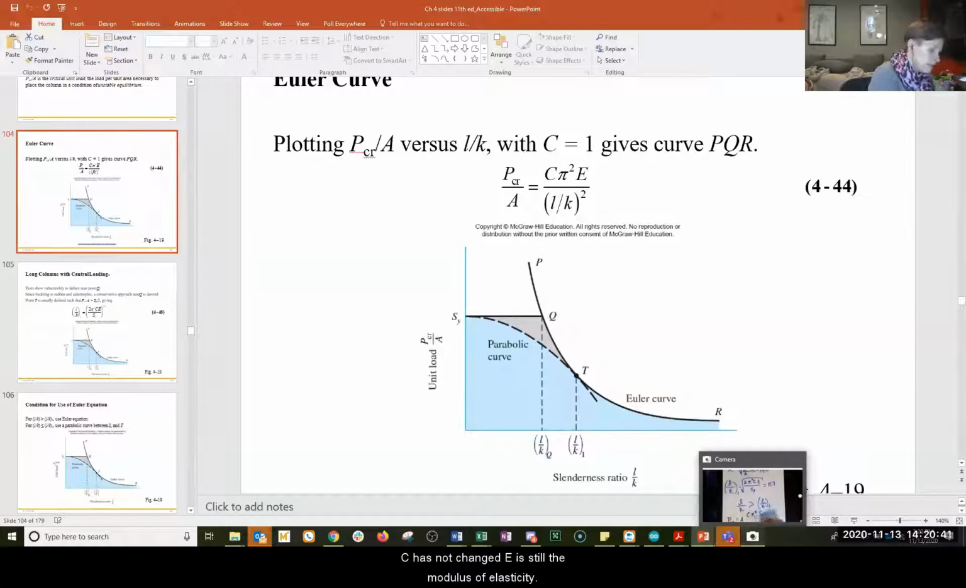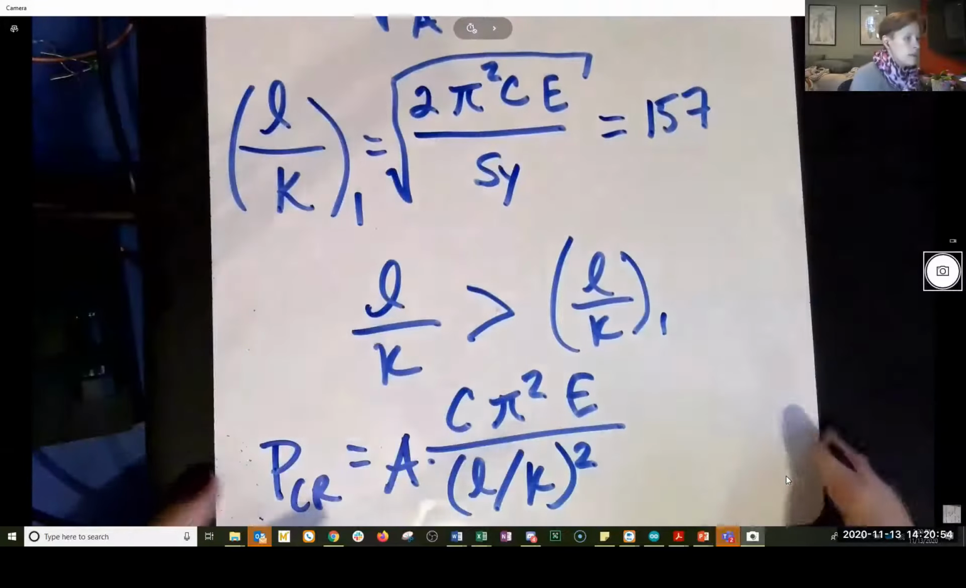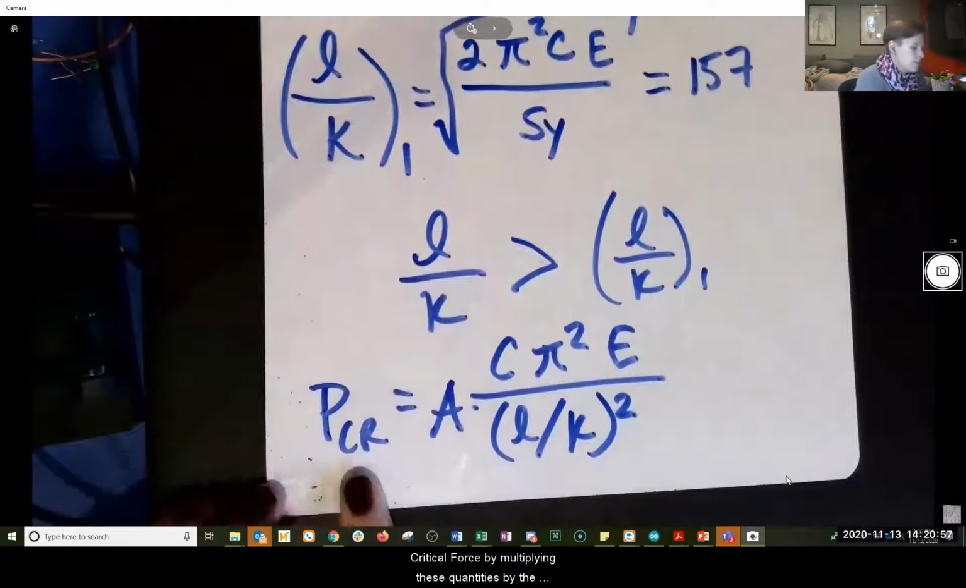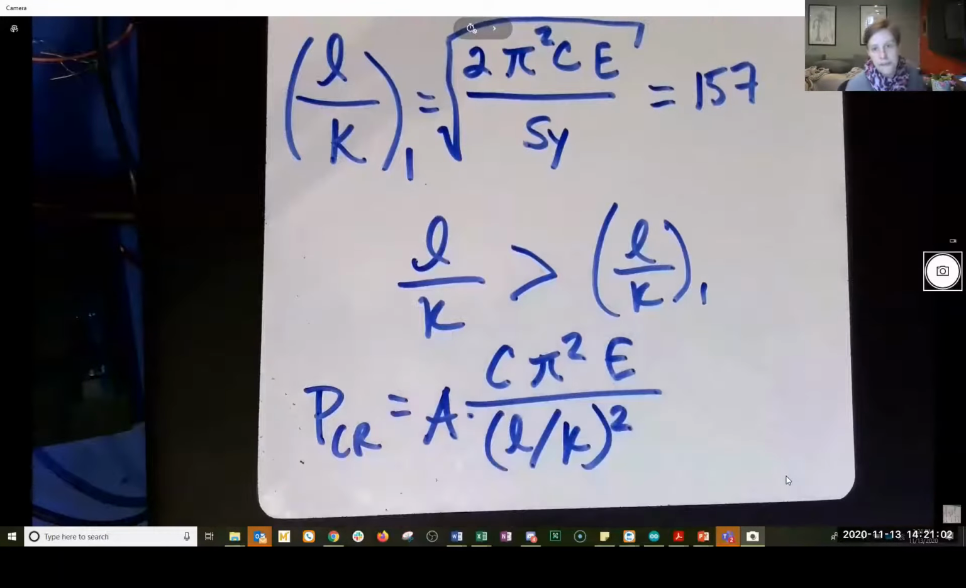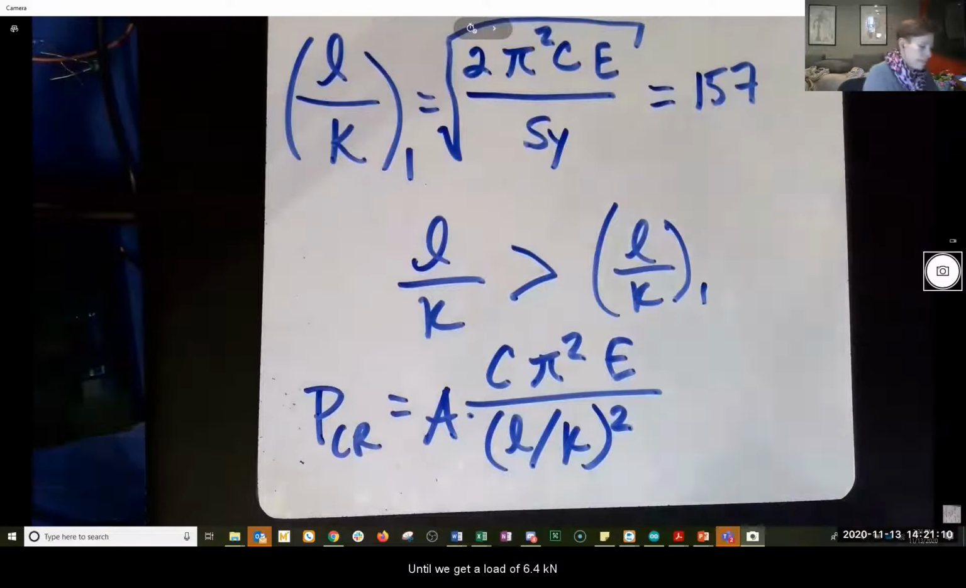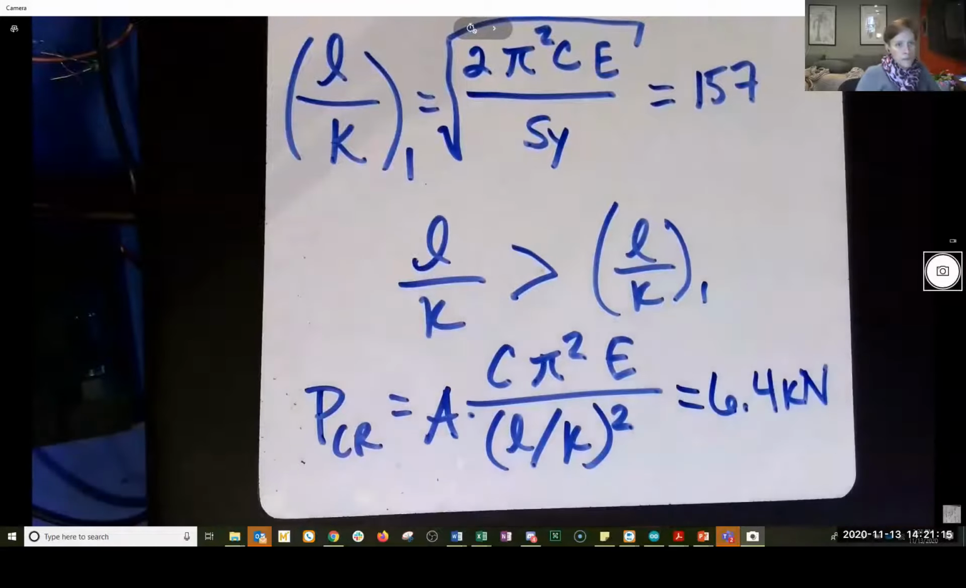C has not changed. E is still the modulus of elasticity. Our slenderness ratio hasn't changed. So we're going to evaluate the critical force by multiplying these quantities by the cross-sectional area. And so we get a load of 6.4 kilonewtons. So was everyone able to follow to this point?